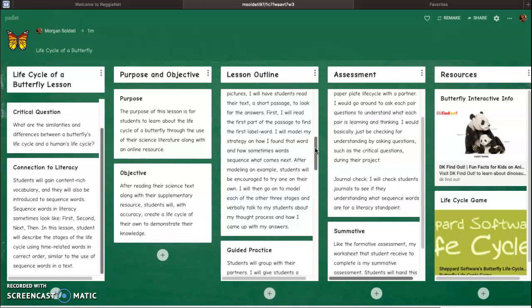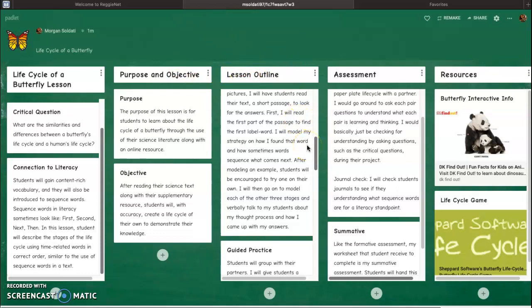I kind of did air quotes, but you can't see me. So, when I mean label word, I will model my strategy on how I found that word and how sometimes word sequence shows what comes next. For example, if I was reading and I noticed it said, well, first the butterfly hatches the egg, I would really emphasize that "first." This text is telling me it comes first. So that means something is coming in the event first, so I should probably make note of that.